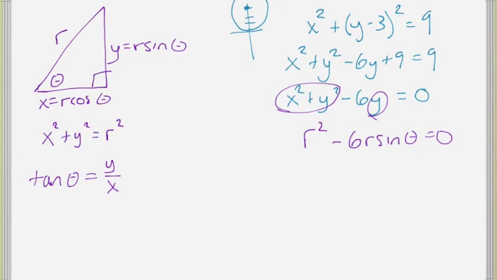So you could, in polar mode, graph this. You would have to solve it for r to be able to put it in your calculator. Or with x's and y's, you'd have to solve for y to be able to put that one into your calculator. But both of them give the same circle.